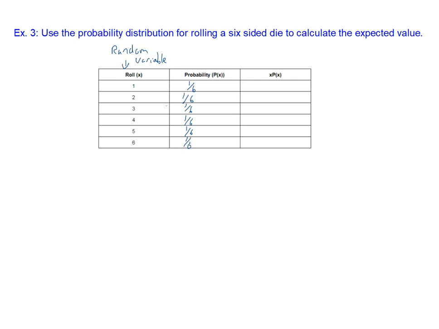And then remember that the way that we calculate the expected value is we take all of the x values and multiply by the probabilities, and then we sum up this column. So we'll go ahead and fill in the table, and then we'll sum this up. So 1 times 1/6 is 1/6. 2 times 1/6 is 2/6, and you can get the idea here of what's happening. And then we want to sum all of these up.